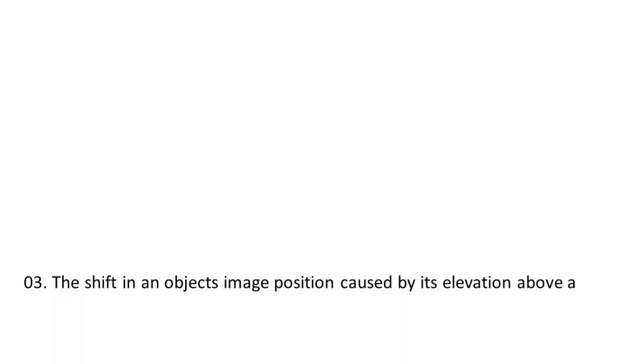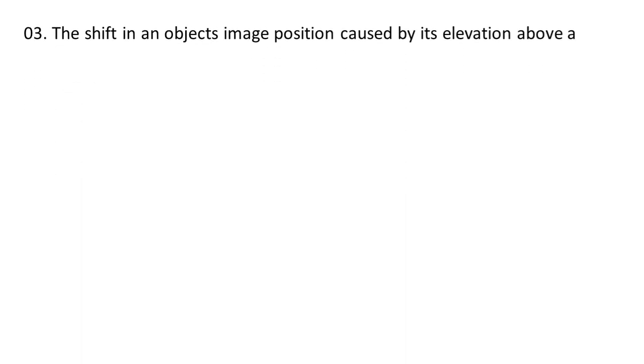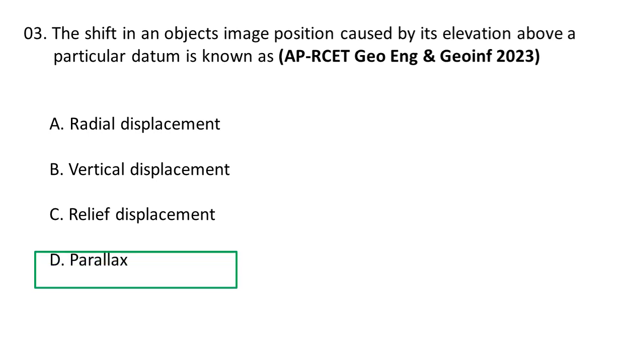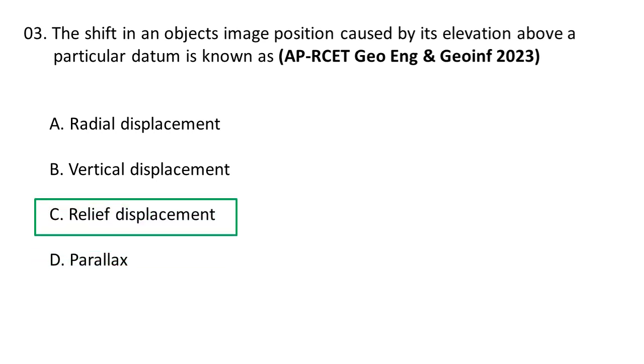Next question. The shift in an object's image position caused by its elevation above a particular datum is known as A. Radial displacement, B. Vertical displacement, C. Relief displacement and D. Parallax. So the correct option is C. Relief displacement. Relief displacement is the shift in the position of an object's image in a photograph due to the object's elevation above a datum. And this shift occurs radially from the nadir point in vertical or near vertical photography. So the shift in an object's image position caused by its elevation above a particular datum is known as relief displacement. C is the correct option.